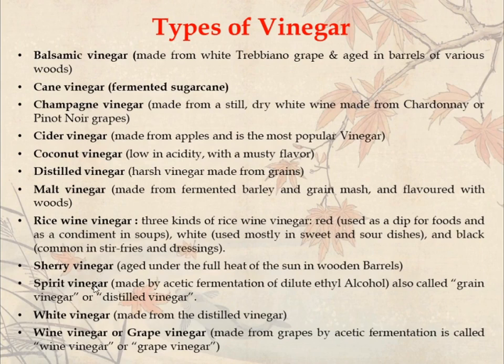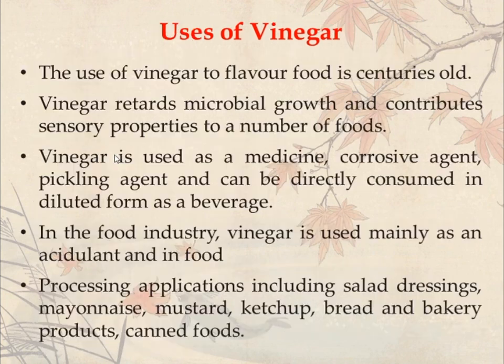And then there is spirit vinegar. In this, the acetic acid, that is vinegar, is diluted with a small amount of ethyl alcohol. So it is also called distilled vinegar or grain vinegar. Then there is white vinegar and grape vinegar. So all these are the different types of vinegar. Now let's have a look at the uses of vinegar.